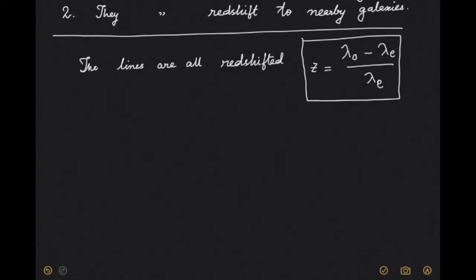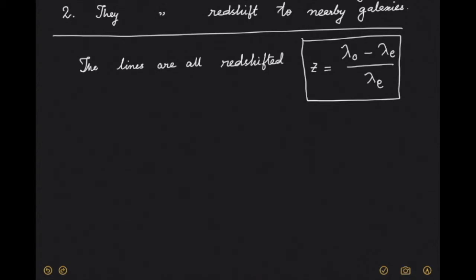And it's called redshift because if the observed wavelength is more than the emission wavelength, then z is greater than 0. Okay. So that's what they observed. That's what Hubble observed. But that's not all the observations. Now, Hubble is looking at the galaxies at different redshift.